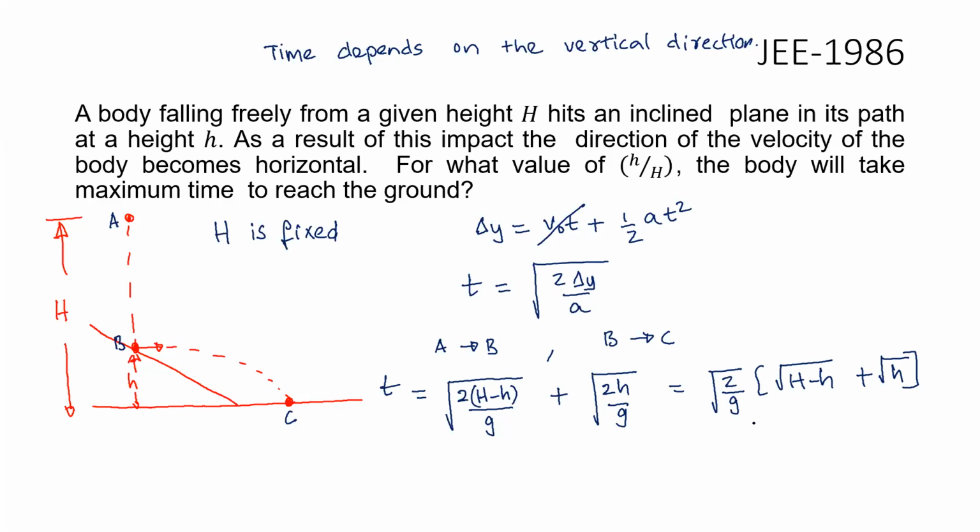Now we can multiply and divide by 2, so we get the square root of (H minus h) plus square root of h, divided by 2. Divide by what? The term in the brackets, just divide by 2, and multiply by 2. Okay, so you want me to write it this way, right?